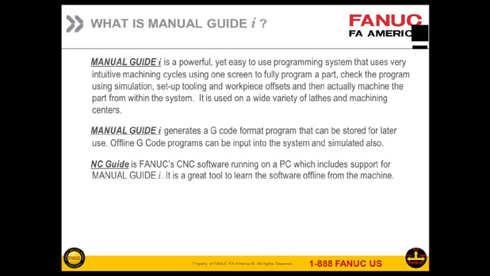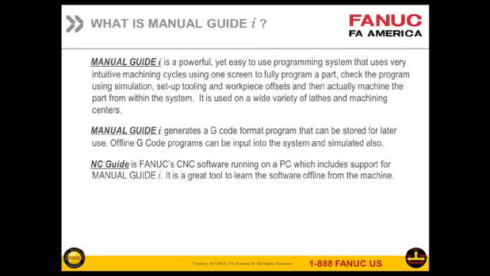Well, what Manual Guide I is, it's a powerful onboard conversational programming system that is available that uses intuitive machining cycles, both turning and milling, that you use one screen to fully program a part. You can check the part using simulation, set up your tooling, your workpiece offsets, and then actually machine the part from within that system. And it's used on a wide variety of lathes, both vertical, horizontal, inverted, twin spindles, and then also machining centers, both vertical, horizontal, and all different types of machines that are built by a variety of manufacturers from all over the world.